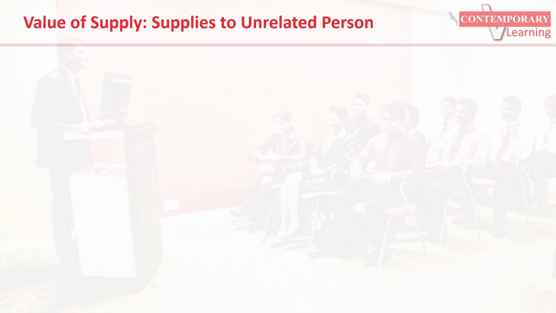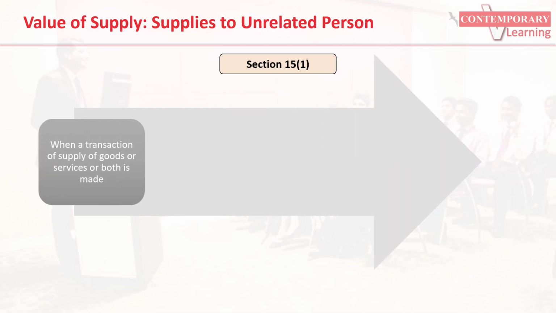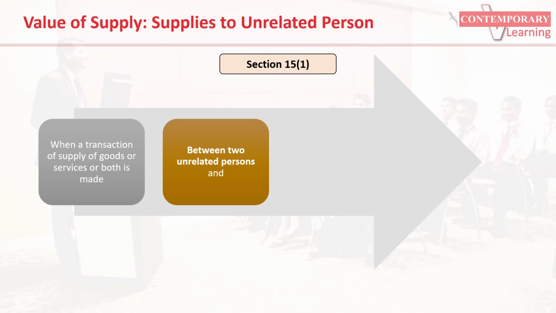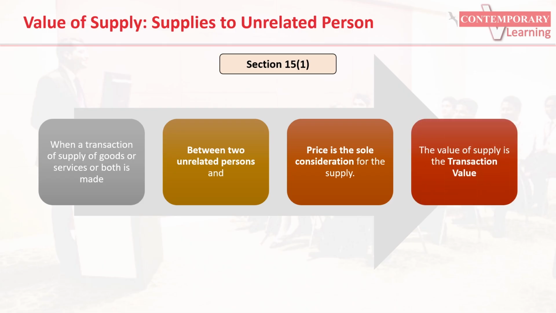Now let's start with the simplest and most common scenario: supplies to unrelated persons. When we have a transaction of supply of goods or services between two unrelated persons and the price is the sole consideration for the supply, the value of supply is simply the transaction value.